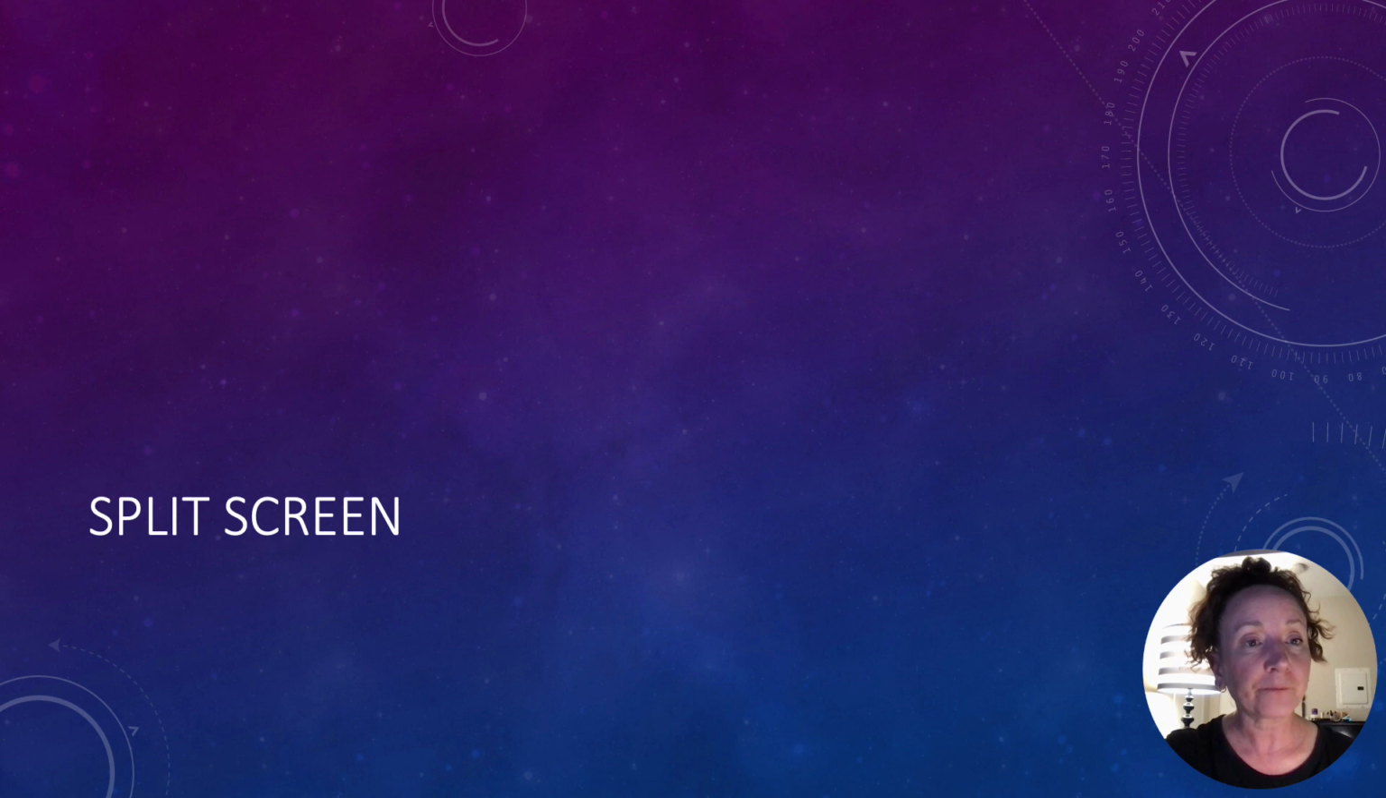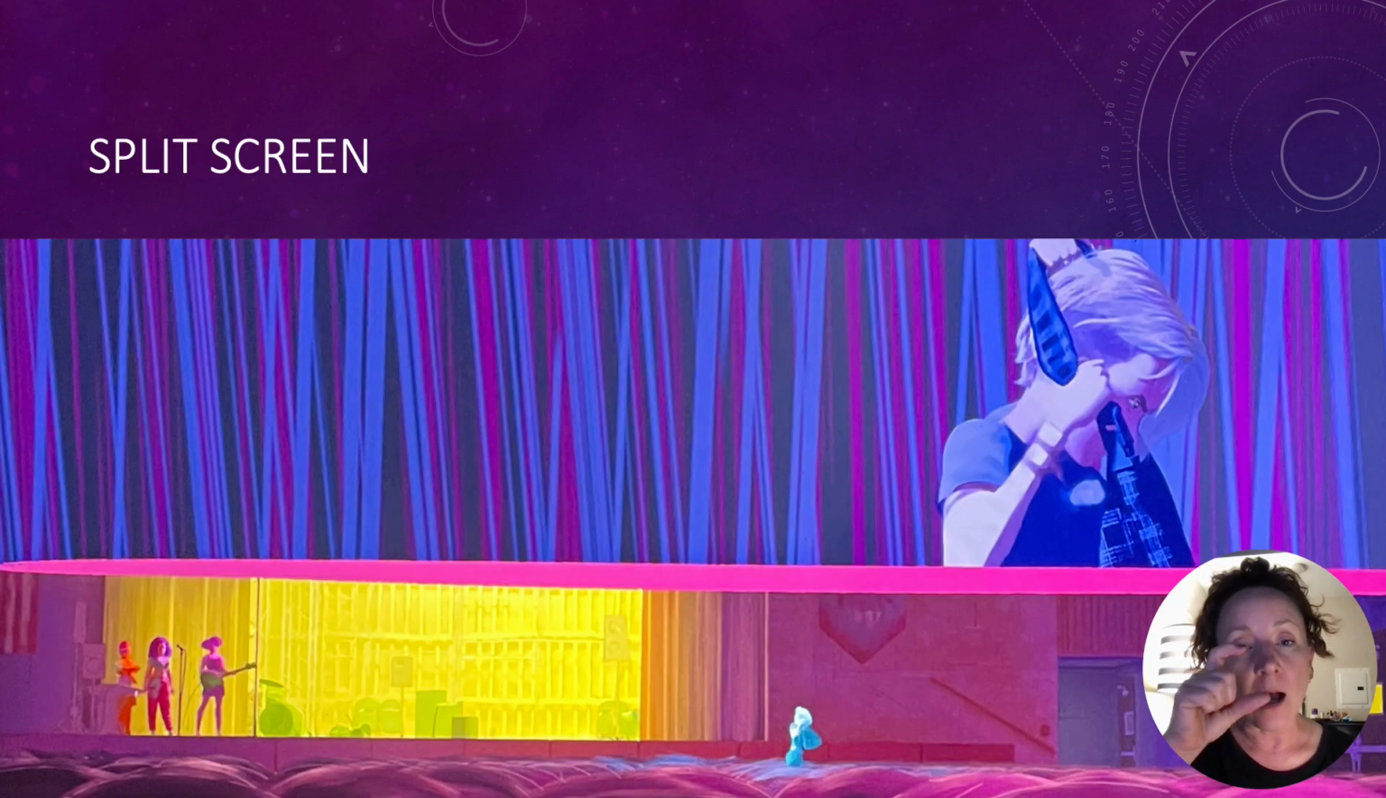So here we go. Number one, the split screen, you can see it here. At the top is Gwen. This is the very beginning where she's very angry with her band and she storms out. So we can see at the top, that's her and how she feels. And at the bottom, we see the band watching her as she leaves.